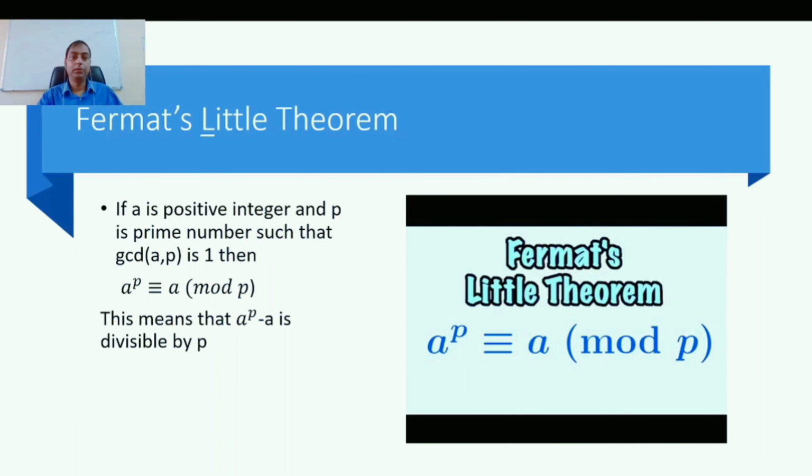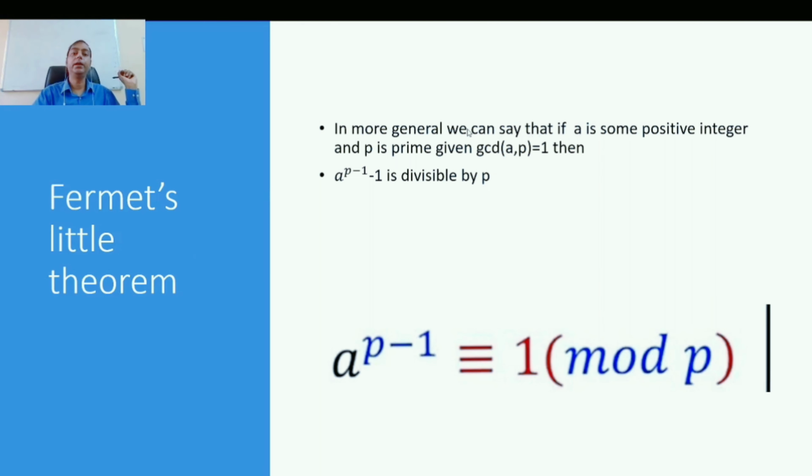In more general, we can say that if A is some positive integer and P is prime, given that GCD of A comma P is 1, then A raised to P minus 1 is divisible by P. That is, A raised to P minus 1 is congruent to 1 mod P. Now, I am going to prove this Fermat theorem.